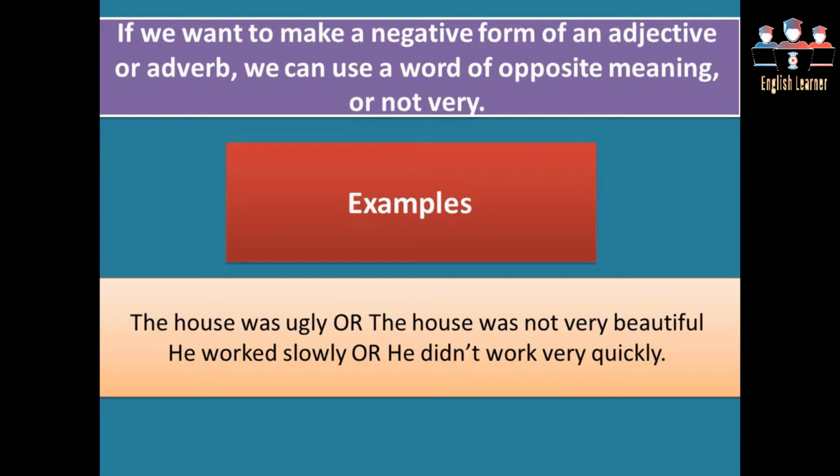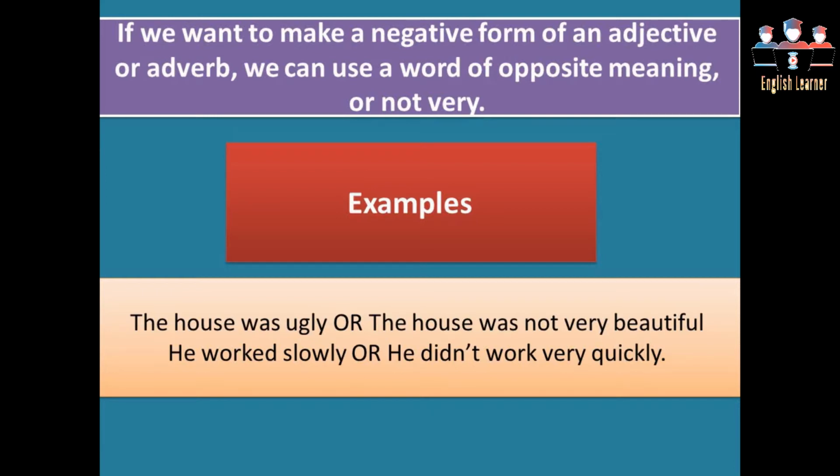Or you may also write this sentence as, the house was not very beautiful. In this example, not is indicating the negation, whereas very beautiful is indicating the house. That is a quality of a house, so it has been used as an adjective here.